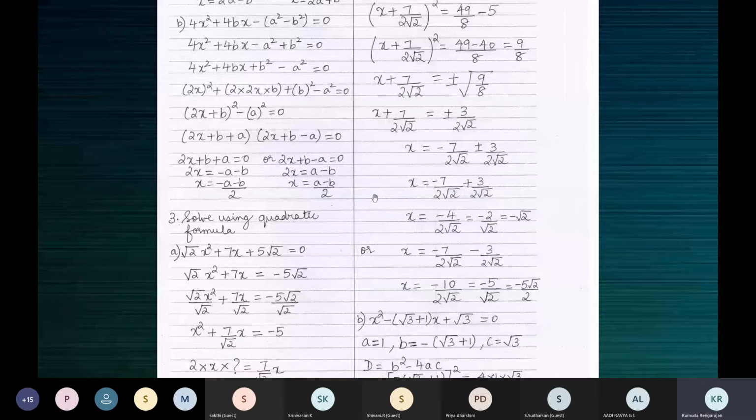Now this is for the same heading, children: solve using the quadratic formula. I told you, not a mistake exactly, but by mistake I worked it in a different method. So now this one is for this heading, solve using the quadratic formula. This one I worked by using the quadratic formula, not by completing the square.